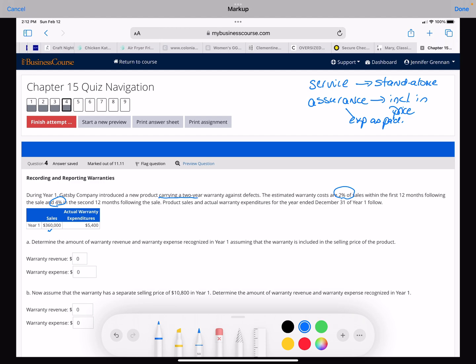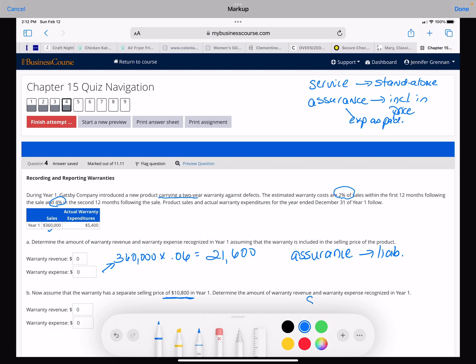So when it comes to the amount of warranty revenue, we're going to take that $360,000 times the 6%, and sorry, I'm not doing warranty revenue, I'm doing expense, and that's going to be $21,600. I don't have any revenue because I didn't sell this separately. It's part of the price. In the next one, we're assuming it actually has a separate price. So now it's a service warranty. This was assurance, right? Assurance, we need a liability.